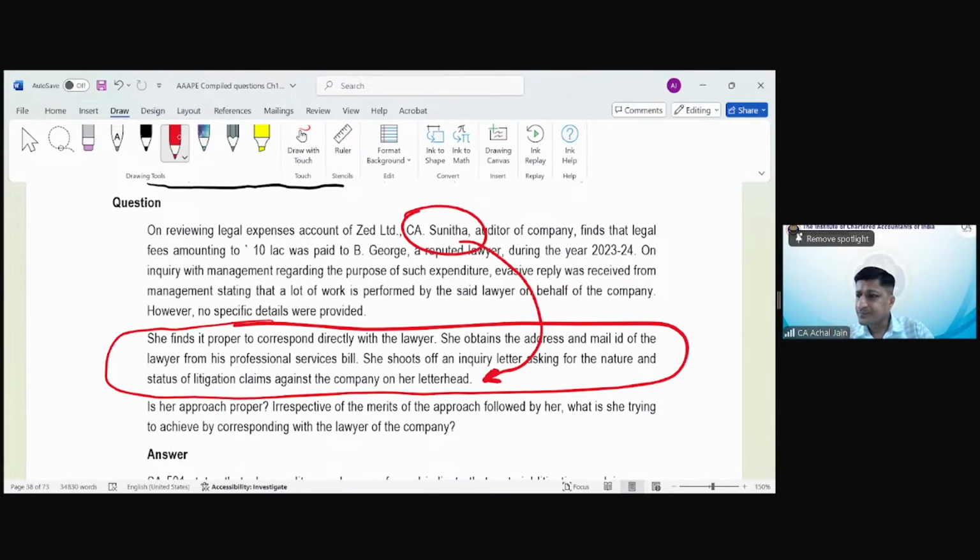Sir, her approach of communicating to the external lawyer is not appropriate actually. Whenever we are communicating with an external party, first we need to communicate with those charged with governance or management. What is our intention to communicate directly to them? Right. See, unless we get concurrence from the management, we cannot approach the external party directly. So her approach is totally, I would say, wrong, a mistake. Okay, right.